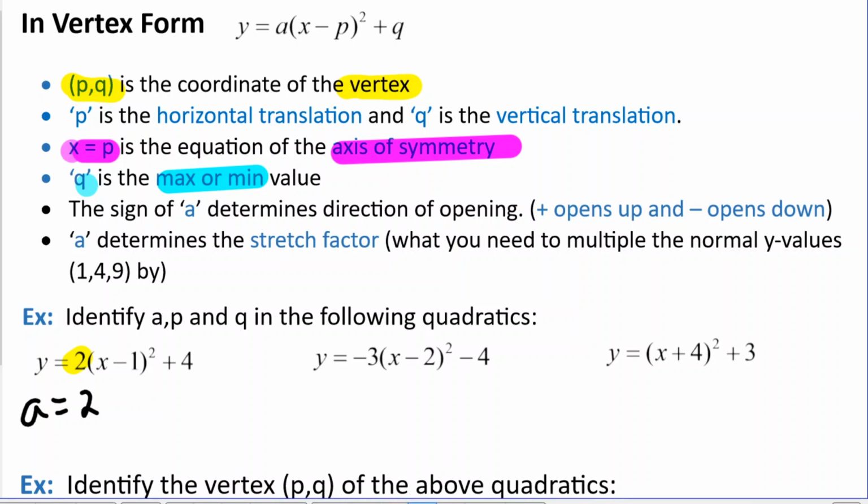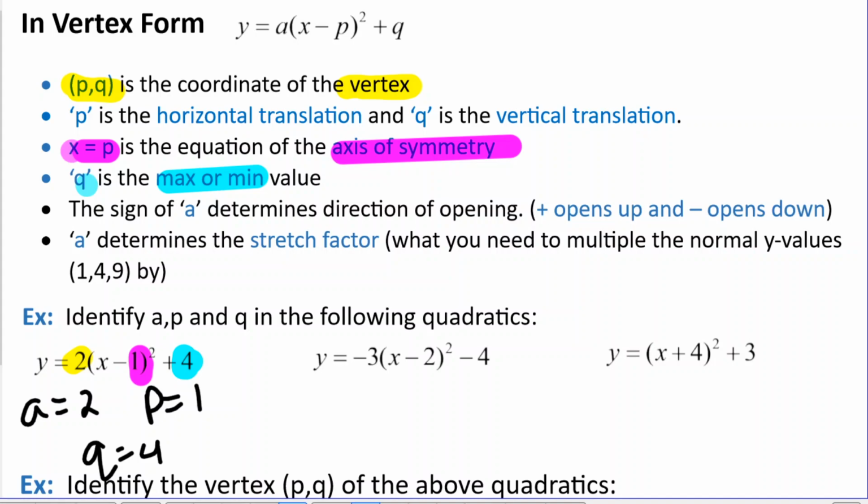p is the value after the subtraction sign, keeping in mind that, again, that negative sign is part of the equation. We're saying what follows. If it helps, you can think about just switching the sign. If it says x minus 1, then p is a positive 1. And then q is that value on the end as the constant term that's being added outside the brackets. q doesn't do any weird switching or anything. So here q is positive 4.